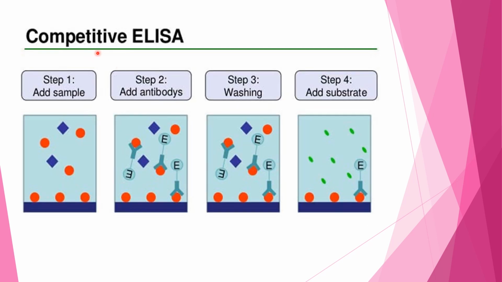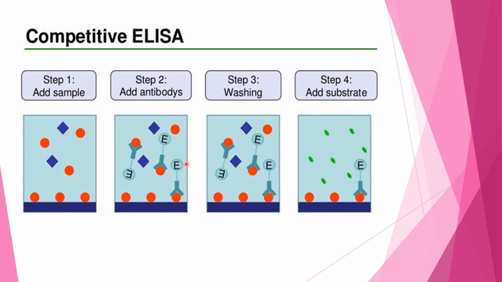Now next is competitive ELISA. In the competitive ELISA, there is a sample tube which already has antigens and antibodies. Then a labeled antibody, which has an enzyme conjugate attached to its surface, is added. This enzyme conjugated antibody attaches to the different antigens of the samples and forms a complex.